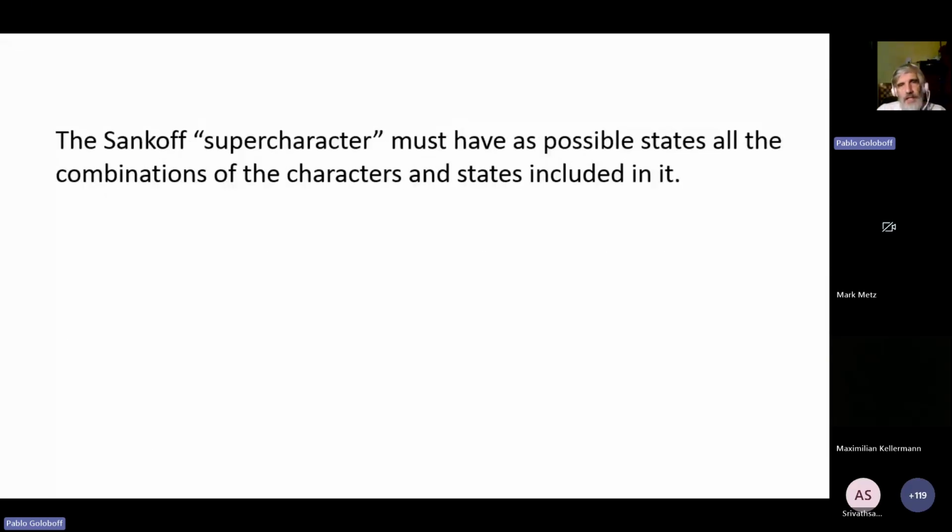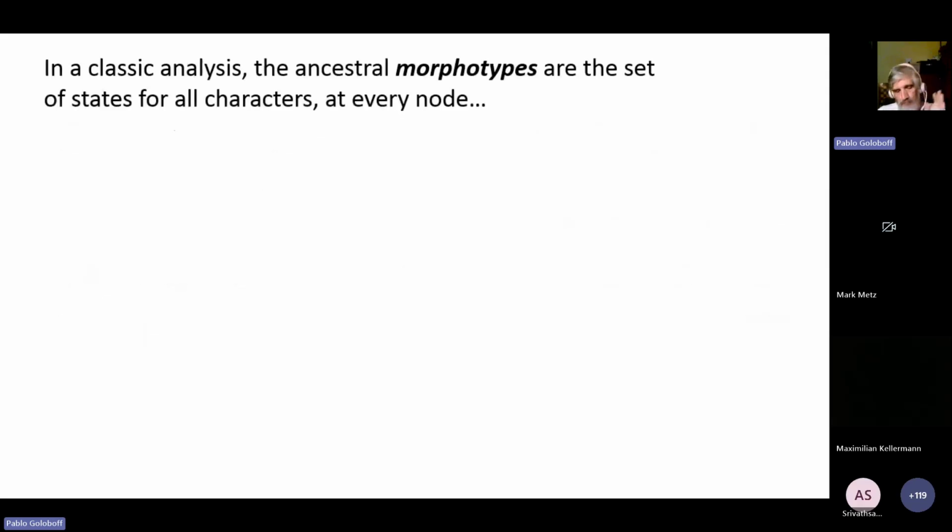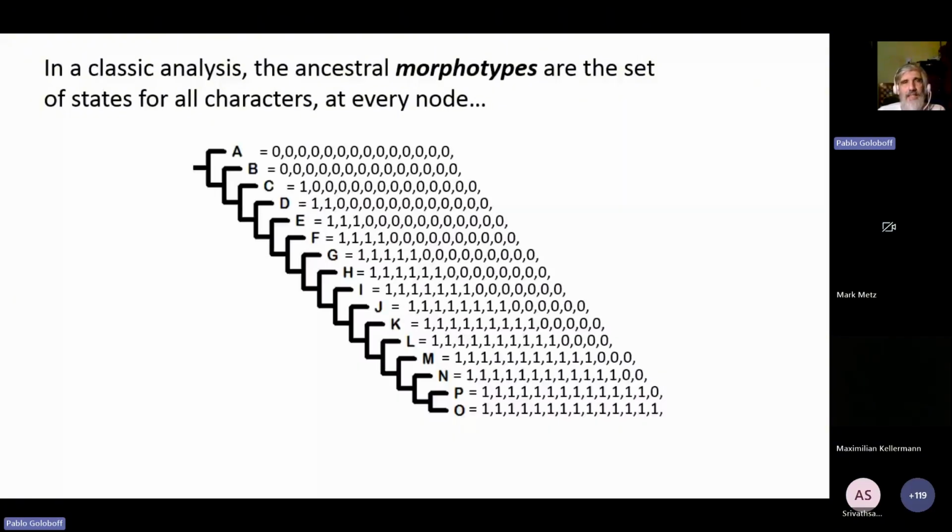So that Sankoff supercharacter must have as possible states all the combinations of the characters and states included in it. More on this later. And the transformation cost between any two combinations of states must equal the sum of transformation costs between the original characters. So the idea here is, in a classic analysis, the ancestral morphotypes are the set of states for all the characters at every node. So you have your taxa where you have a bunch of zeros and ones, and that's what determines what the taxon is.